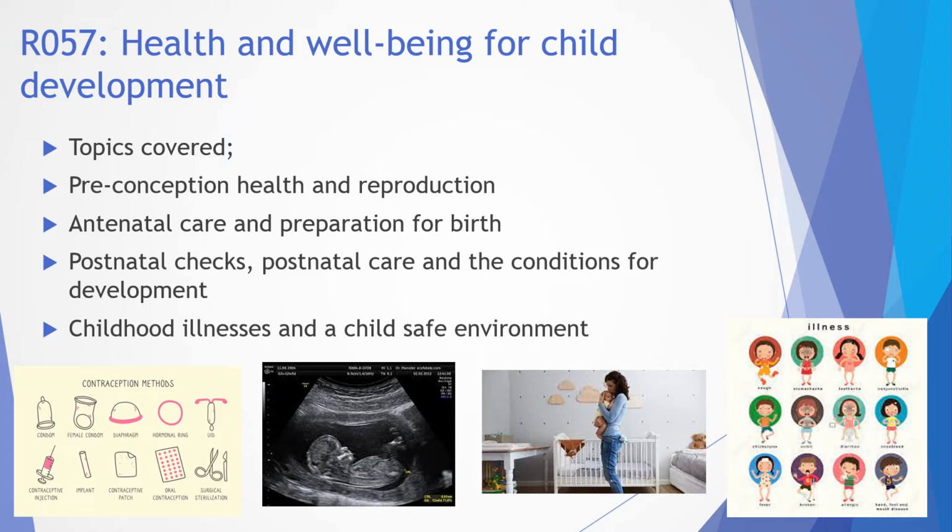So 4 topic areas for this unit. We look at preconception, health and reproduction. So looking at what a mother and father need to be doing before they think about having a baby or trying for a baby to get themselves as healthy as possible. And then we look at how babies are conceived and how they develop throughout pregnancy.